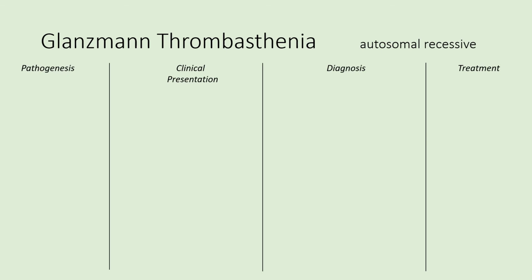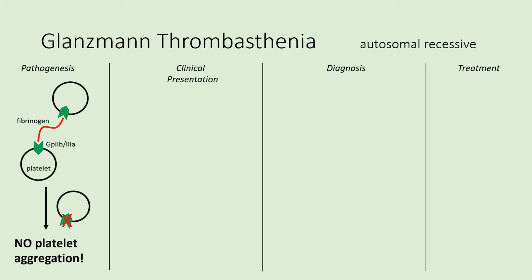The last platelet disorder we'll discuss is Glanzmann Thrombasthenia, also an autosomal recessive inherited disorder. But here, the issue is with GP2B3A, which normally is essential in platelet aggregation. And GP2B3A binds fibrinogen, which is the bridge between two platelets. Without GP2B3A, platelets cannot aggregate or adhere to one another, and platelet plug formation is inhibited.